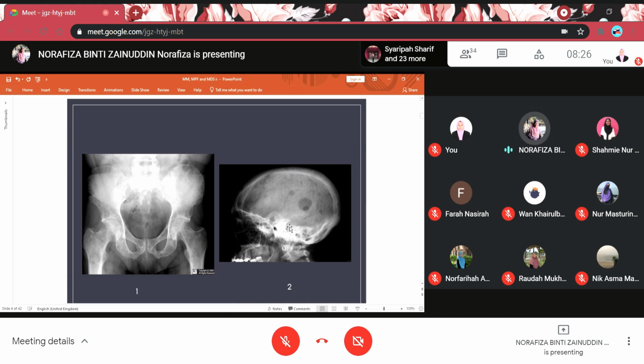And figure number 2 is showing the characteristic multiple myeloma punched-out lytic lesions in the skull of a multiple myeloma patient. So you can only see this through diagnostic tools such as X-rays.